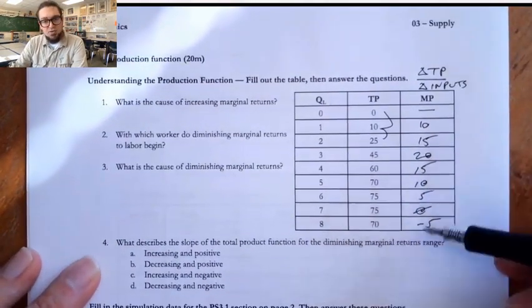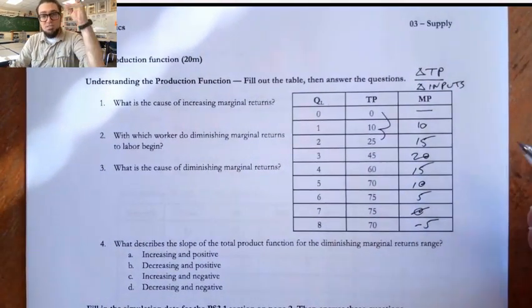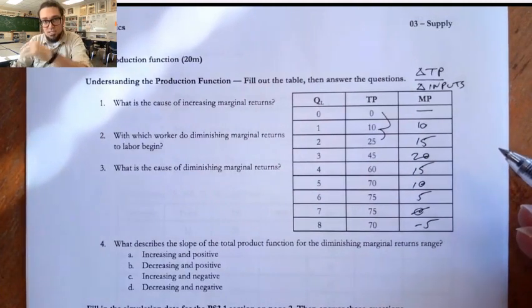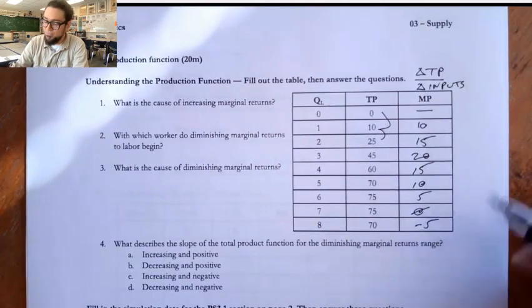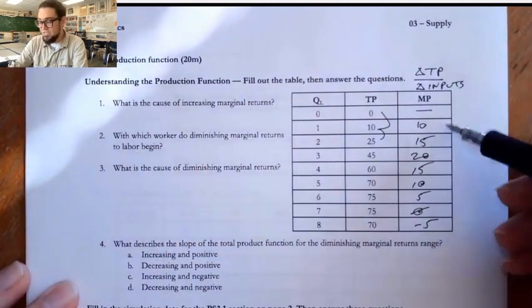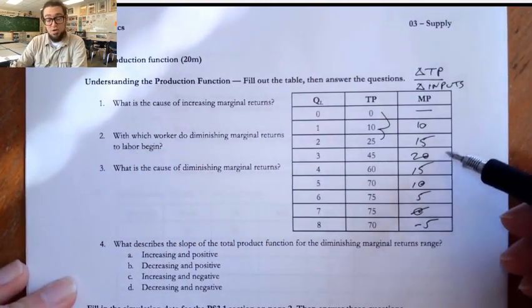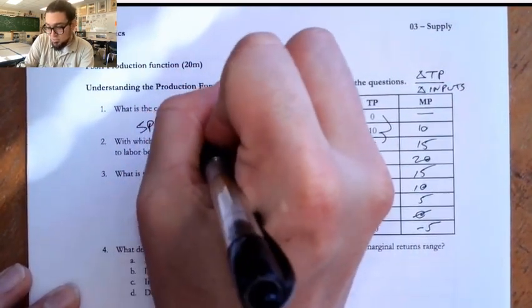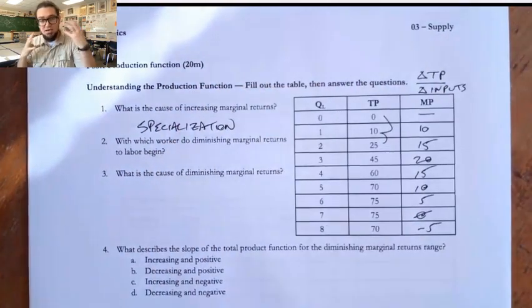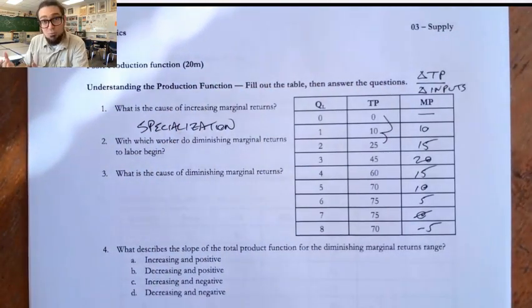And we see here that kind of classic pattern of increasing marginal product and then downward, diminishing marginal returns, and then a negative return at the very last worker. What's the cause, though, of these increasing? Why does it go from 10 to 15 to 20? Well, that's because the workers start to specialize. And that's something that we learned during the simulation, is that everybody kind of picks a particular job and does that one job really well.